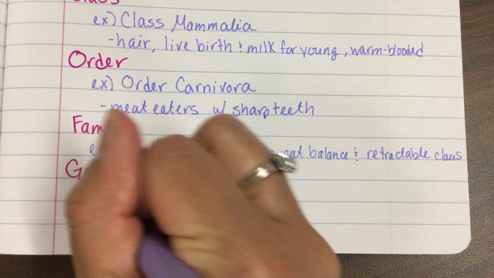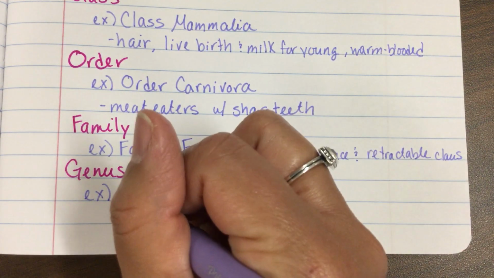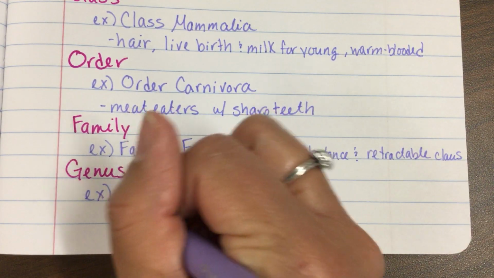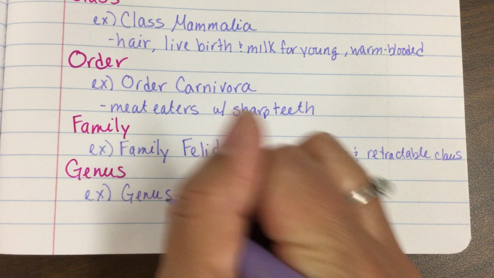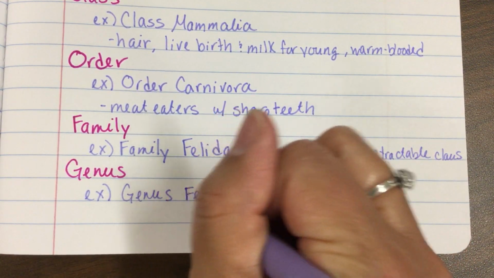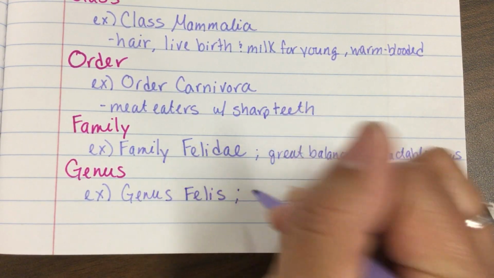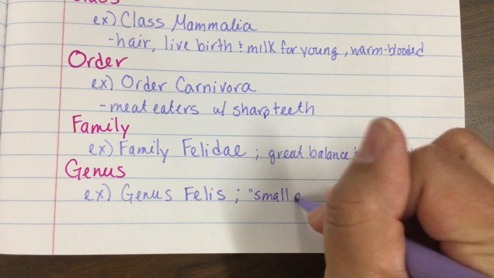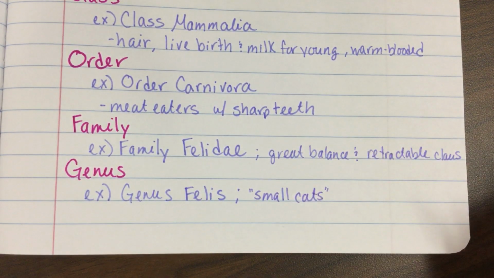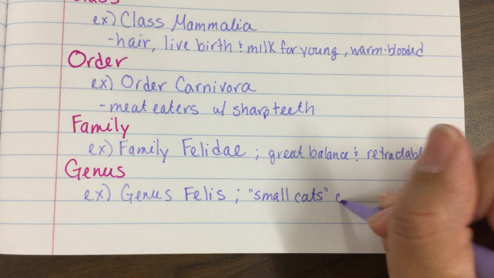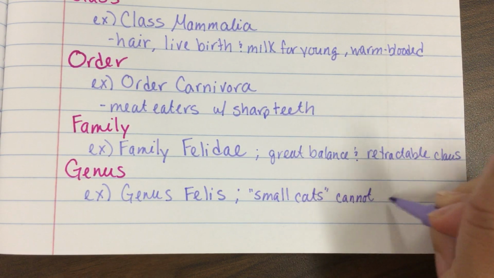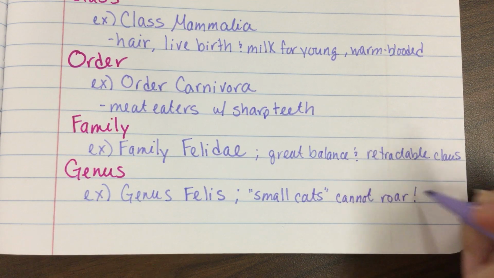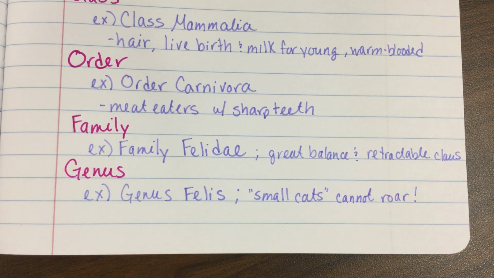So maybe I want to talk about small cats. So I'm going to talk about genus Felis. These are my small cats. And something that distinguishes a small cat is that they cannot roar. That's why they meow.